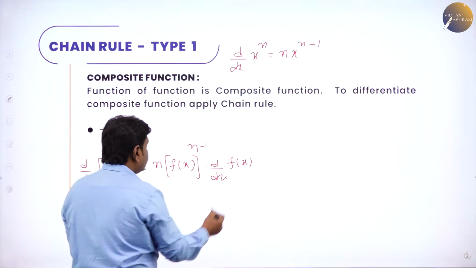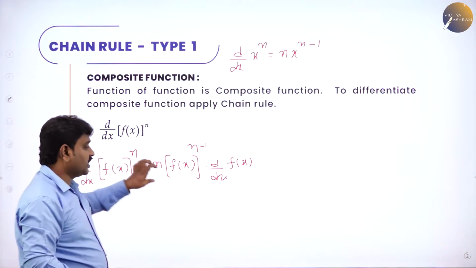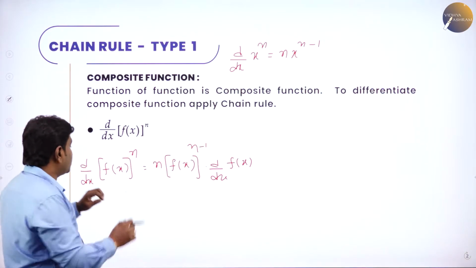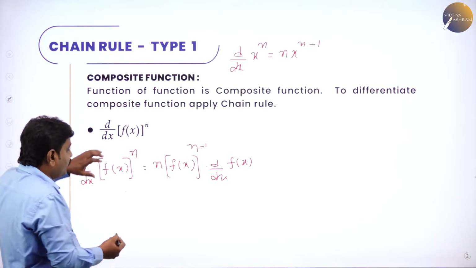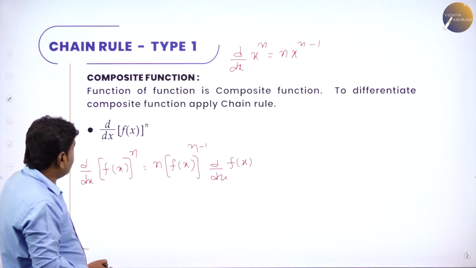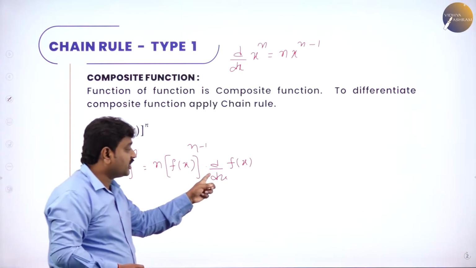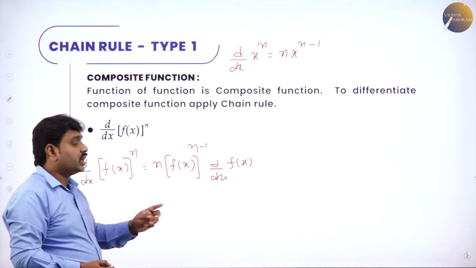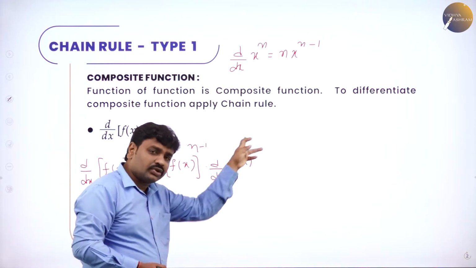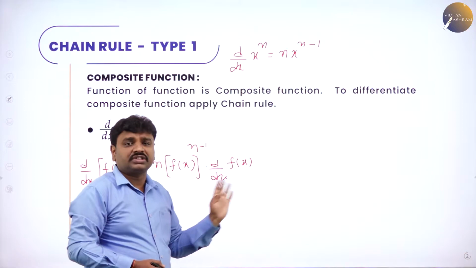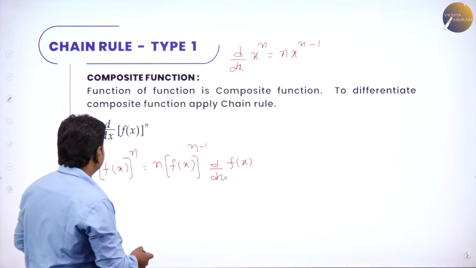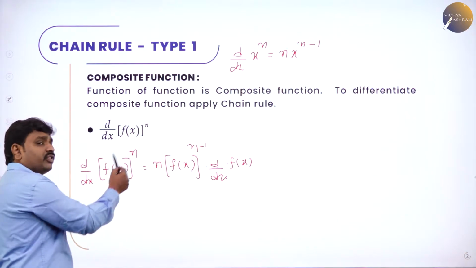My dear students, if inside you have x, we'll write n into x power n minus 1 and we'll stop. But inside I have function of x. If you have a function inside, then d by dx of internal function you should use. Again, if you have inside one more function, again you should use d by dx of internal. The chain continues. That's why we say chain rule. So now, what is d by dx of f of x power n?